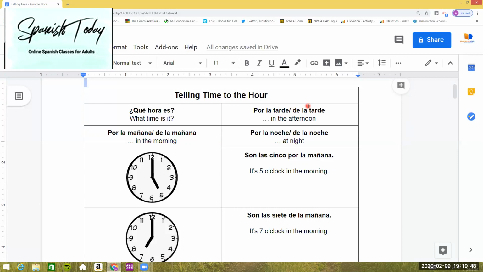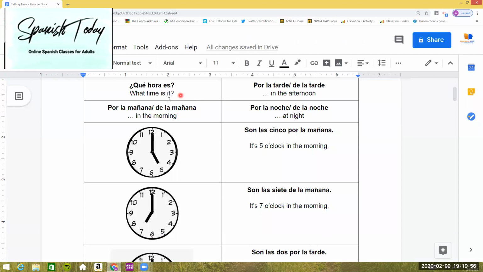Okay, so this document will support our learning. So first we're going to learn about how to tell time to the hour. Okay, so here are some things to remember. When someone is asking you what time it is, or you can ask what time is it, this is how you do it.